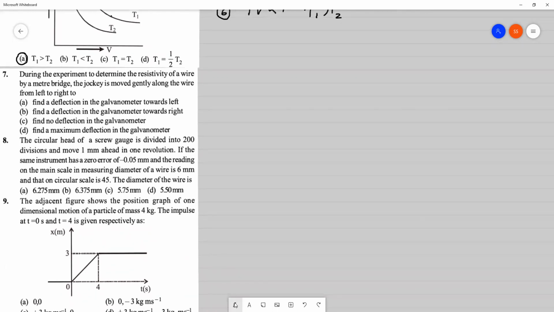C should be the right answer here. So that is a theory question. That's the basic idea of meter bridge. Meter bridge works on the principle of null deflection method.